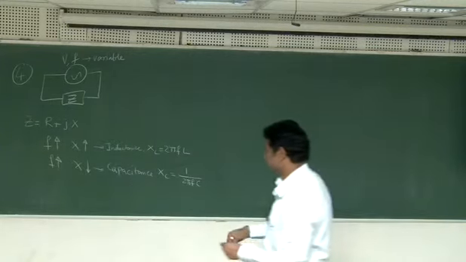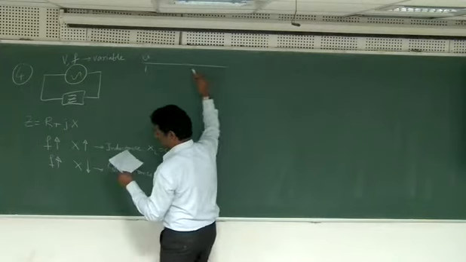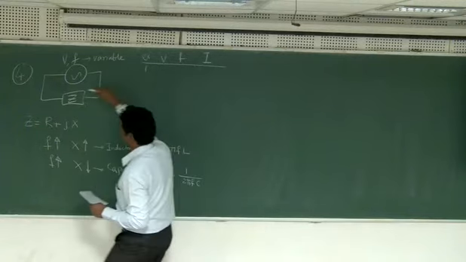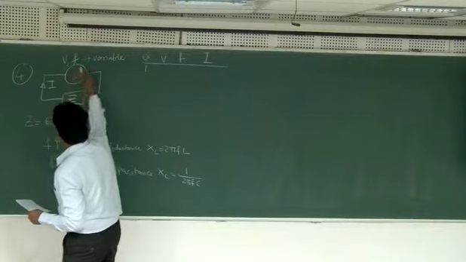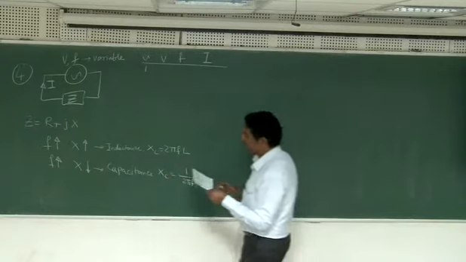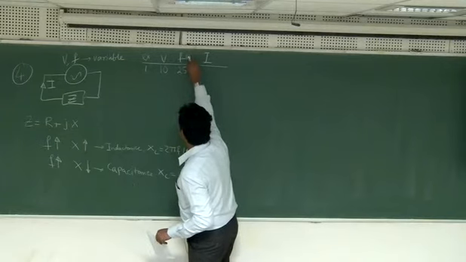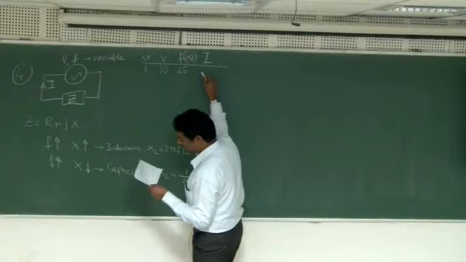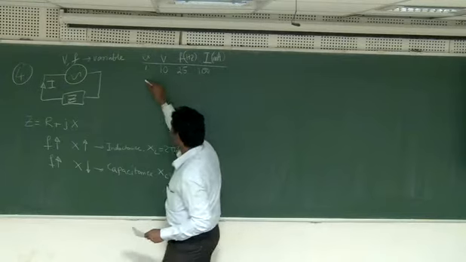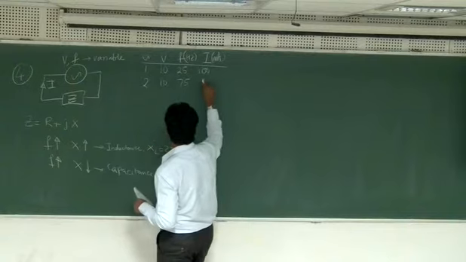Coming to this question, the setup is like this. In experiment number 1, I am measuring the current here. So V, F, I and Z are the variables. Experiment number 1: 10 volts and 25 hertz, and the current was 100 milliamperes. Now experiment number 2: 10 volts, 75 hertz, and the current is only 60 milliamperes.